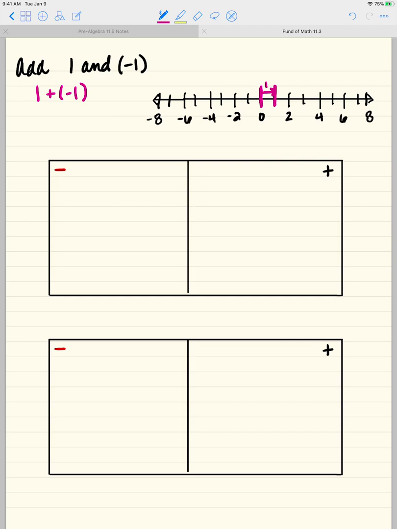There's our +1. Now we're going to add -1. Okay? We have to move from where we ended. I'm just drawing it up above here so I can show you what happens. We ended here at 1 when we added 1, but now we have to add -1, which means we need to move to the left. When we go back that direction, where did we stop? We stopped even with 0. So 1 plus -1 is equal to 0.